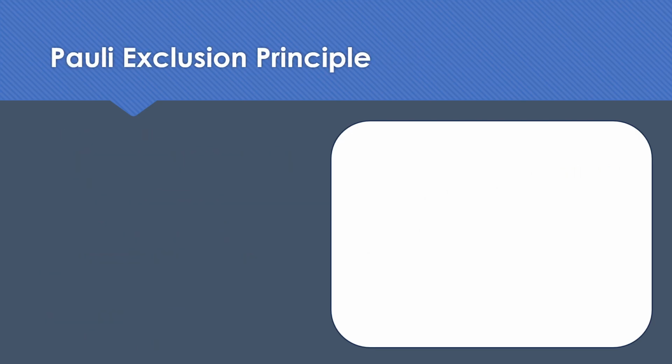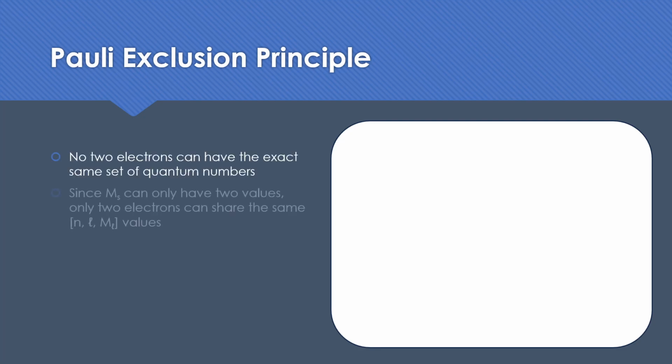The first one is called the Pauli exclusion principle. The Pauli exclusion principle states that you cannot have 2 electrons with the exact same set of quantum numbers. Remember, quantum numbers are our address: n, l, ml, ms, right? You cannot have 2 electrons with the exact same set.